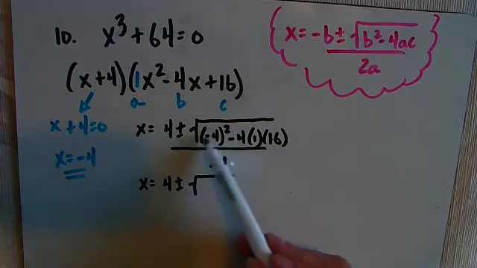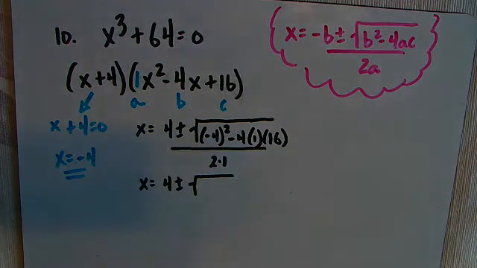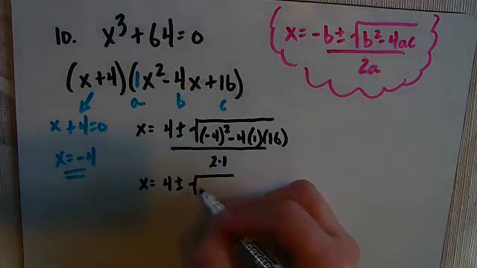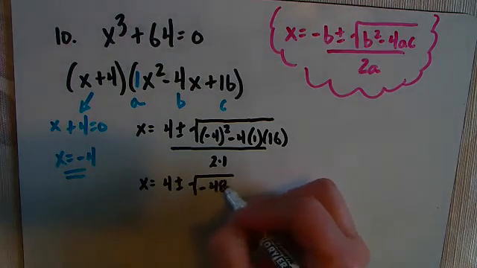When you enter this part, make sure you have parentheses around the -4, because most calculators need that. So I've got -4 squared minus 4 times 1 times 16, and that will give me -48.